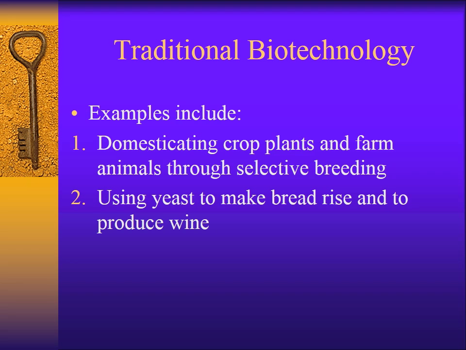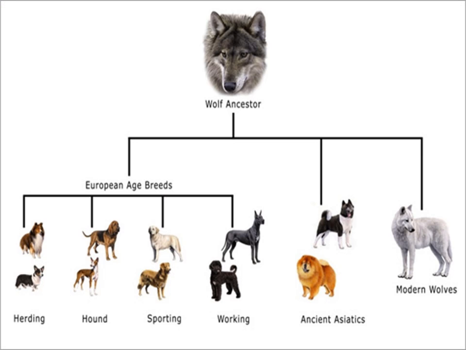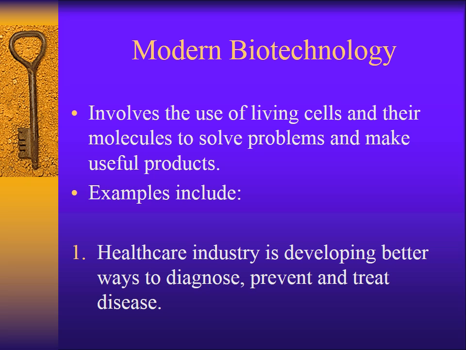Traditional biotechnology examples include domesticating crop plants and farm animals through selective breeding processes, using yeast, for example, to make bread rise and to produce wine. Selective breeding: we have the wolf ancestor, then European breeds, and ancient Asiatics and modern wolves. Among the European breeds, you see herding, hound, sporting, and working. You can selectively breed them to do different things: to herd, to sport, to work.